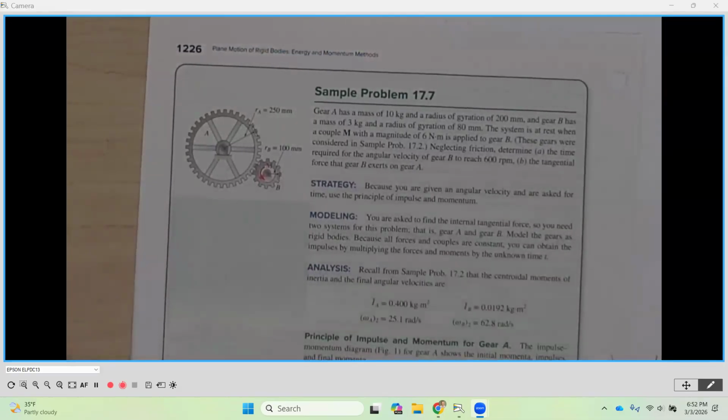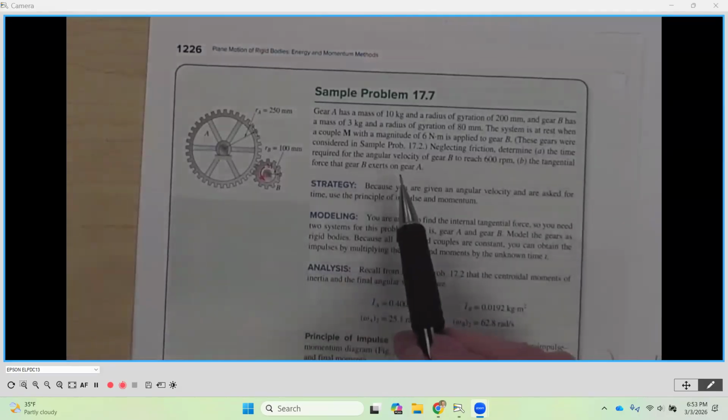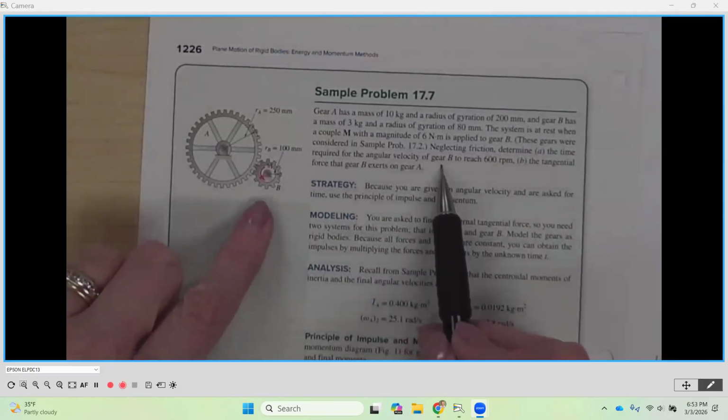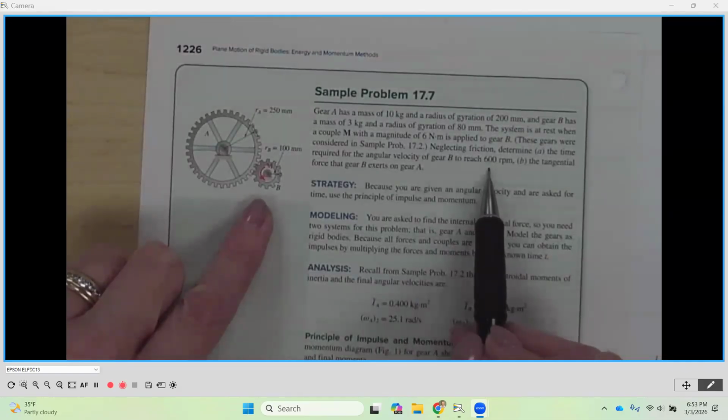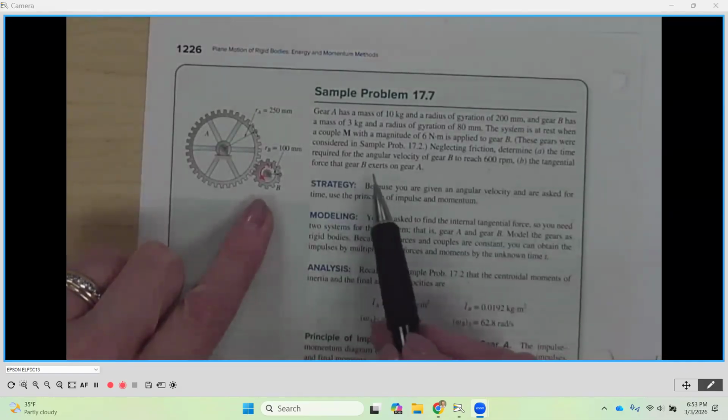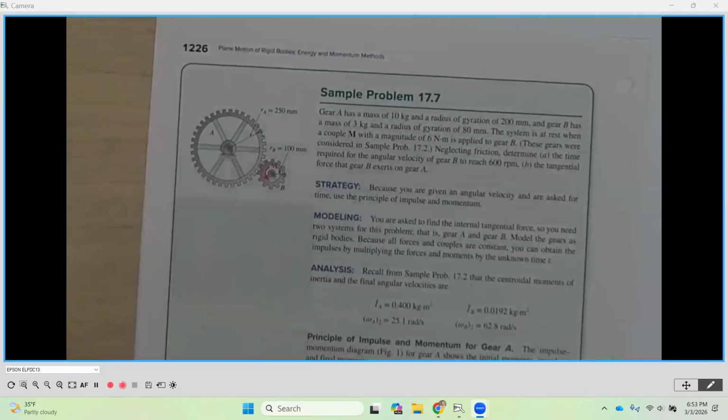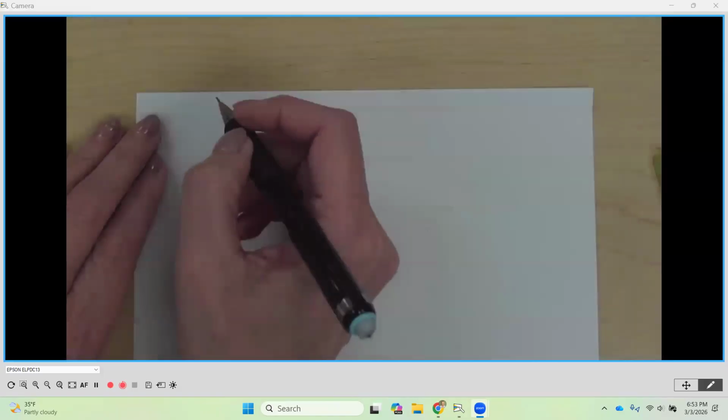Now, neglecting friction, determine the time required for the angular velocity of gear B to reach 600 RPMs and the tangential force that B exerts on A. So part B is going to be the one that we're going to compare back to that sample problem 17.2. Okay. So as we do with all of our problems, we're going to start here at the top and identify what we're given and what we're going to be solving for.